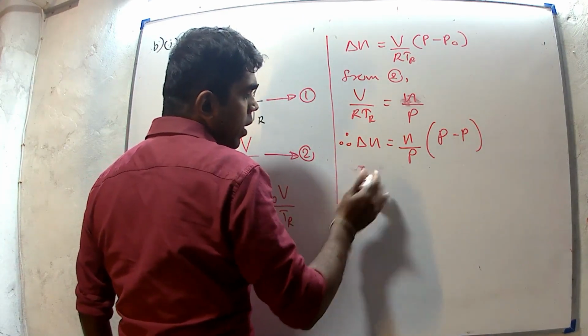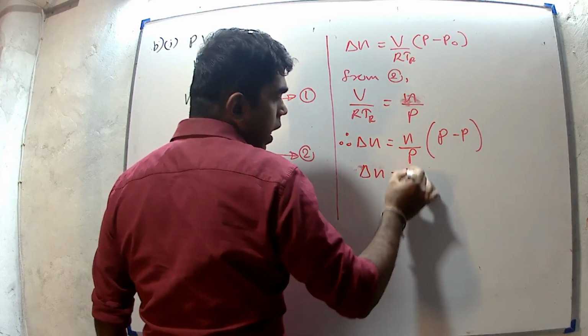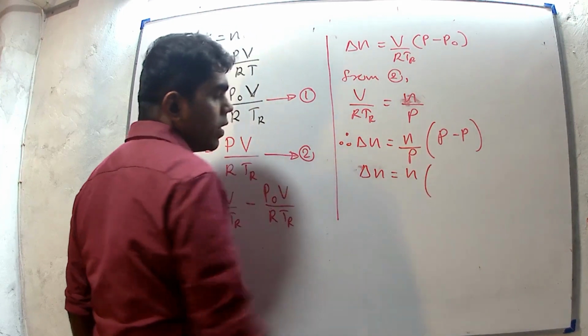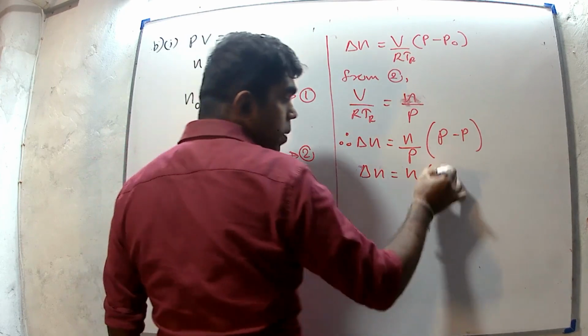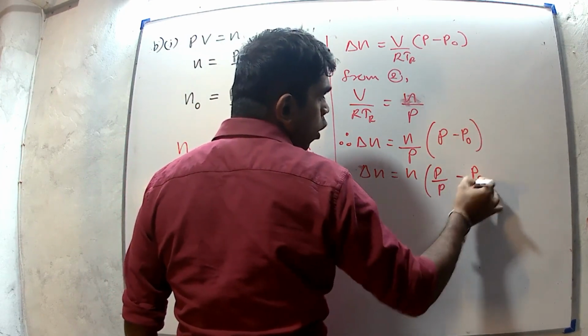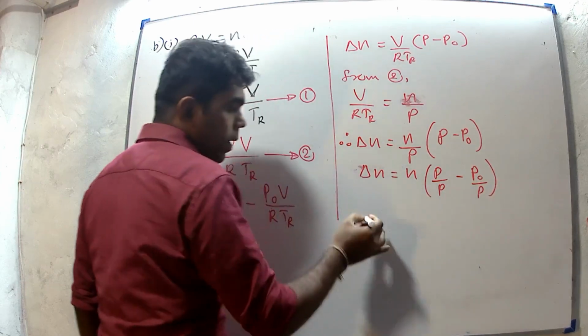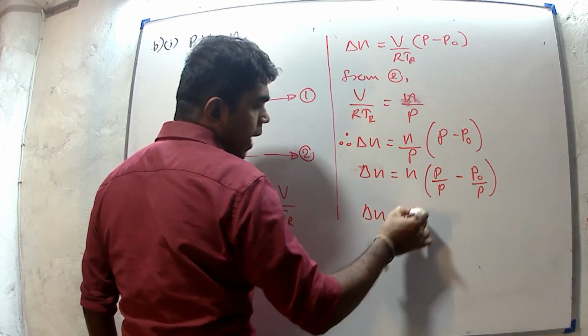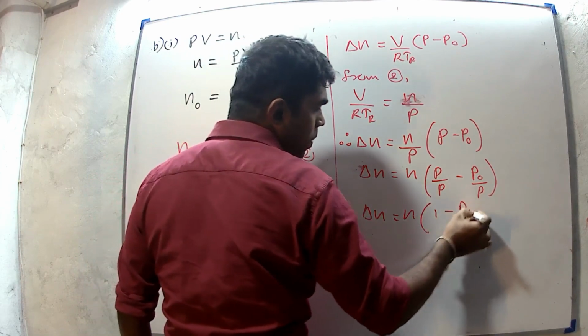Then delta N equals, I will bring P into the bracket, P over P minus P naught over P. Delta N equals N times 1 minus P naught over P.